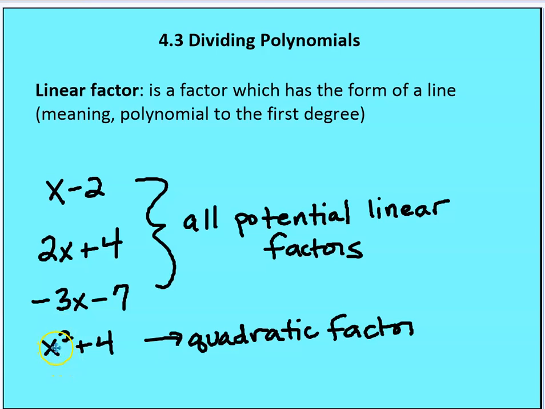Here I have a quadratic factor. The highest degree exponent is 2. This is a quadratic factor. I can have a cubic factor, quartic factor, quintic factor. So we talked about polynomials. Now we're only going to consider factors that are linear, where the greatest degree of that variable is going to be 1. All right. We can also have, let's say, a constant factor, which is just a simple numeric factor.